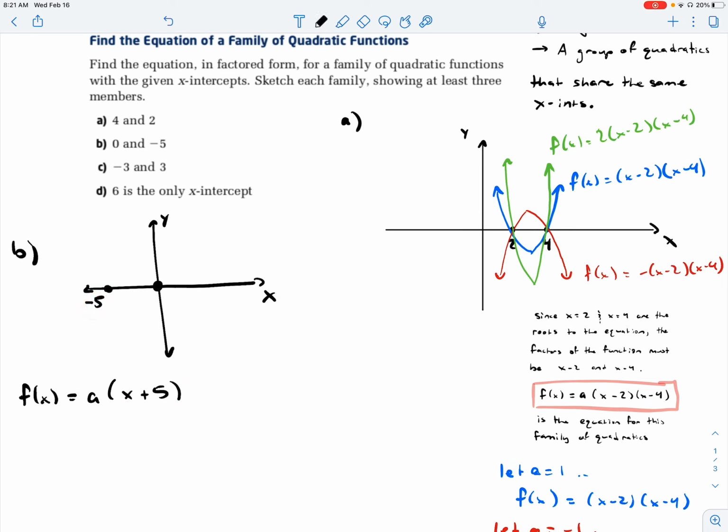Okay. What about the next one? It's at 0 here. Well, that means it's really easy. It's just going to be an x. Okay, if you plug 0 into x, then you're going to get 0. So that's this factor. It's just x.